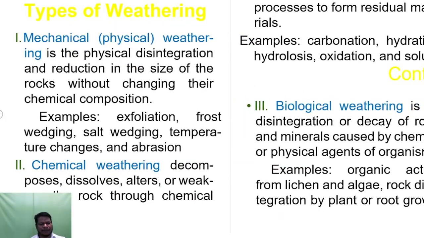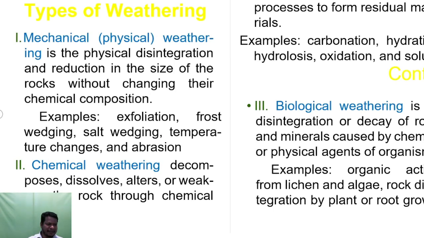Types of weathering. There are three types. First one, physical weathering or mechanical weathering. The next one, chemical weathering. Third one, biological weathering. There are three types of weathering available.